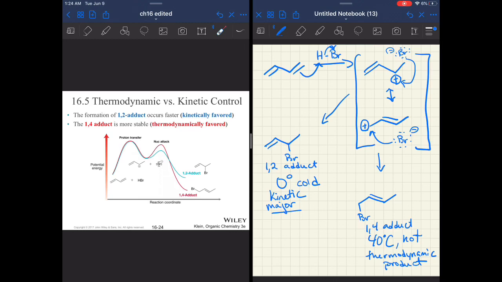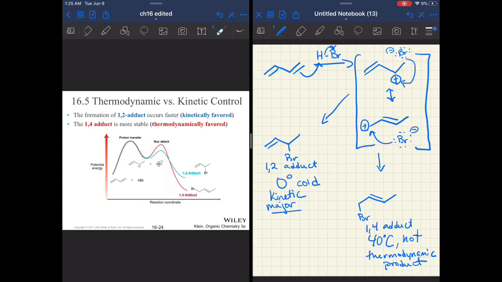Now, anytime you have kinetic versus thermodynamic control, it's helpful to look at the reaction coordinate. The 1,4 adduct is actually lower in energy. It's more stable because oftentimes you wind up with a more substituted double bond. Right here, you have a mono-substituted double bond. Here is a di-substituted. So it is ultimately more stable. However, it has a higher activation energy.